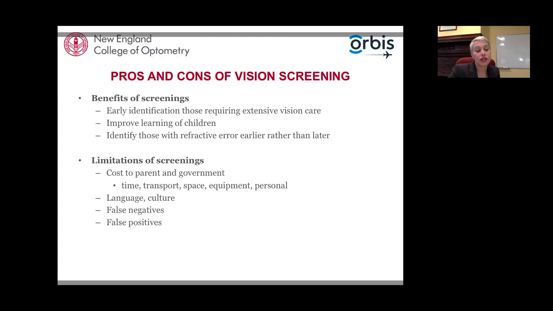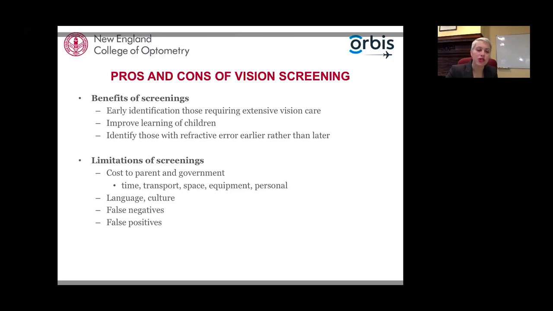There is often a cost to the patient and to the government or the hospital if they're needing to supply equipment. So that's something you need to consider as well. What equipment do you need? What's the minimum equipment that you need? Also, to the parent or to the patient that needs to then be referred to the hospital, what kind of cost are we looking at for that parent or for that patient?